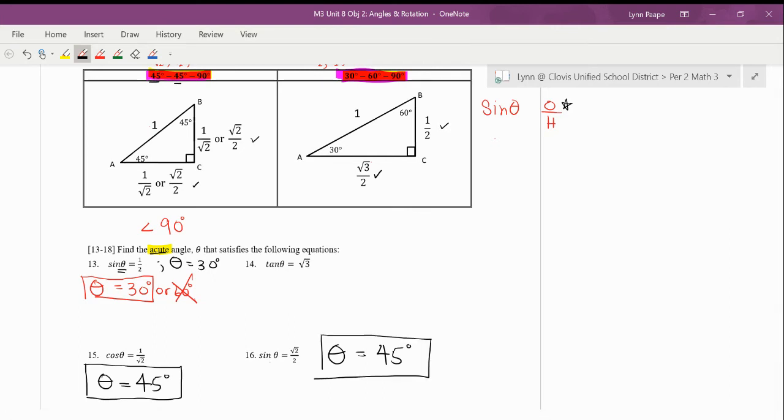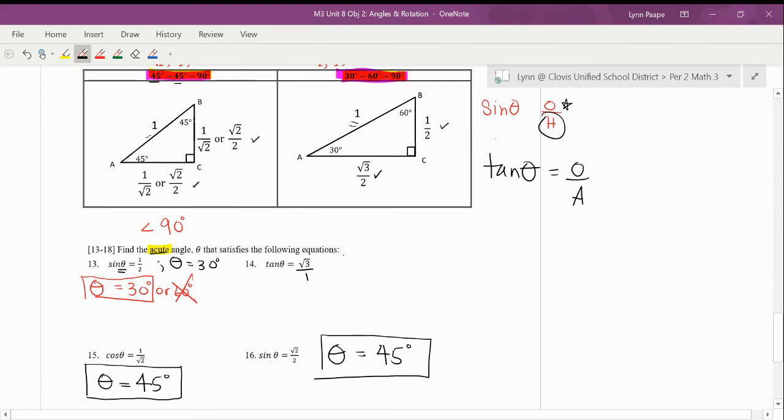Okay, so let's take a look at question 14. This is not in fraction form, so I'm going to fix that. I'm just going to put this over 1. This one's a little trickier because I don't have a triangle that is root 3 over 1, and that's because tangent is opposite over adjacent. So the hypotenuse is a side equal to 1, which means we're not dividing by 1, but by something else.